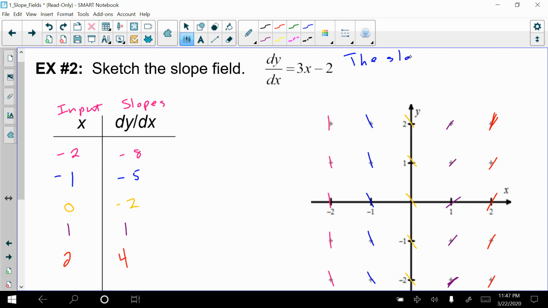The slope field, as you can plainly see, never looks like the expression that you have in your differential equation.